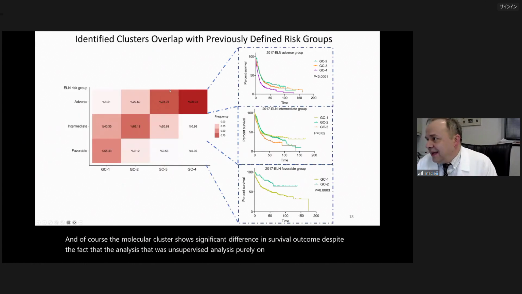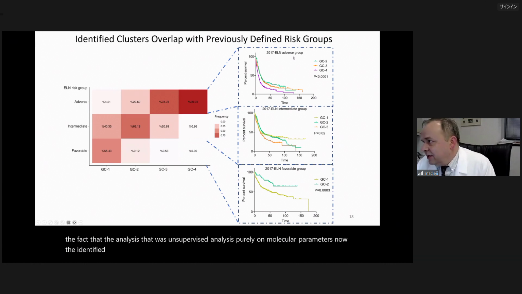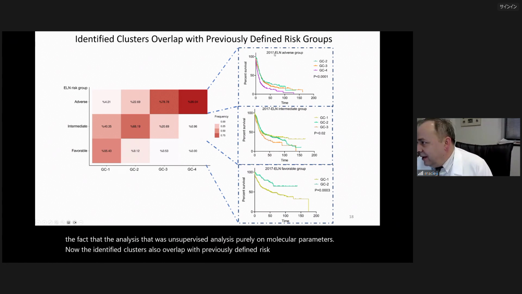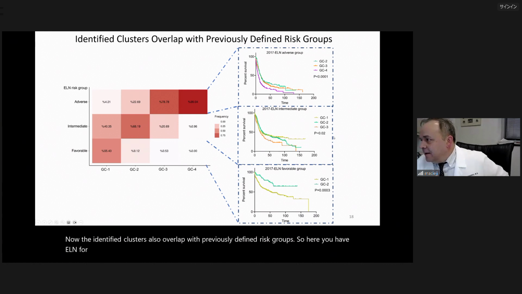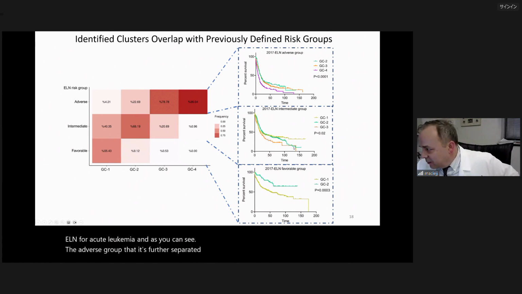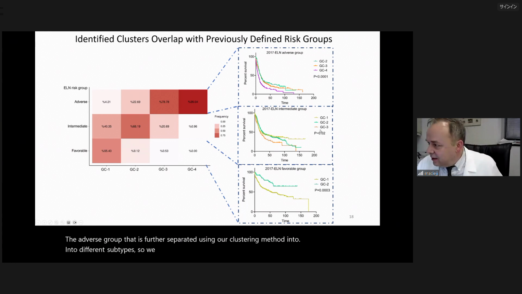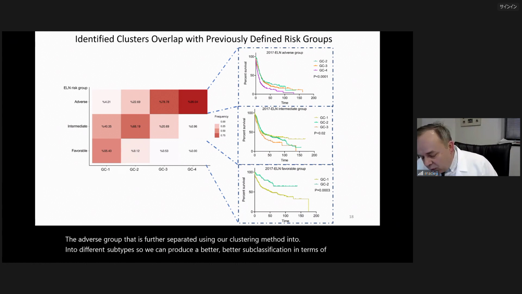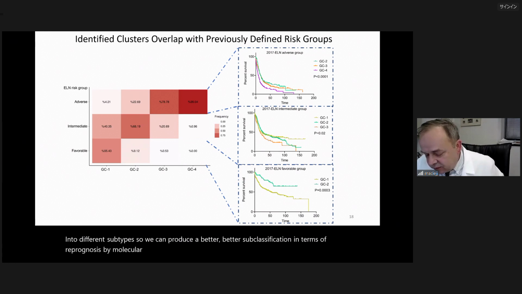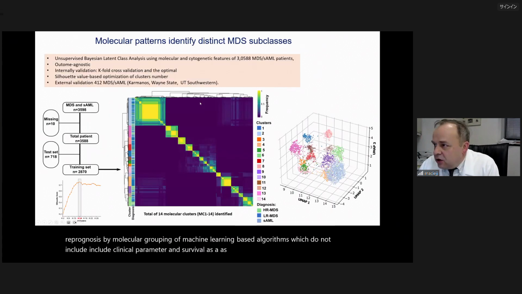Now, the identified clusters also overlap with previously defined risk groups. So here you have ELN for acute leukemia, and as you can see, the adverse group is further separated using our clustering method into different subtypes. So we can produce a better subclassification in terms of prognosis by molecular grouping with machine learning based algorithms, which do not include clinical parameters and survival in a supervised fashion. So now, how about MDS?